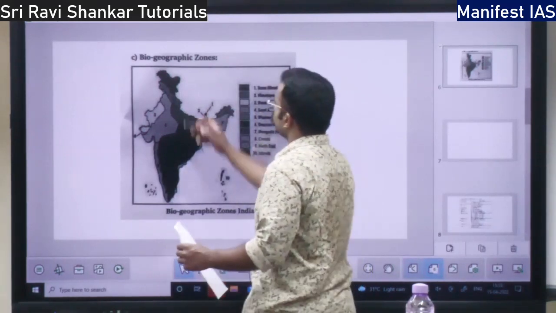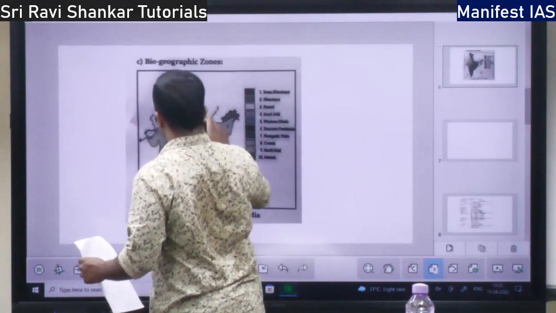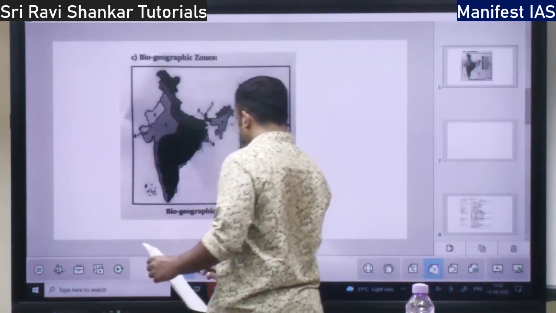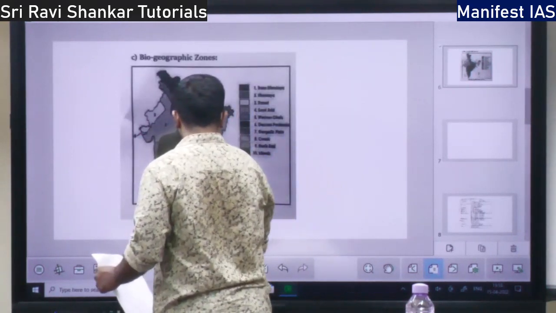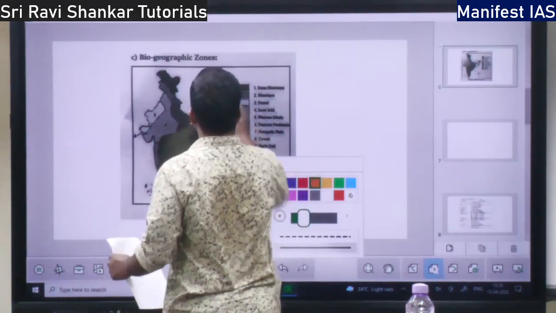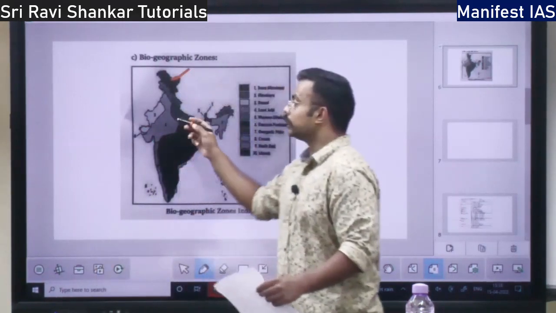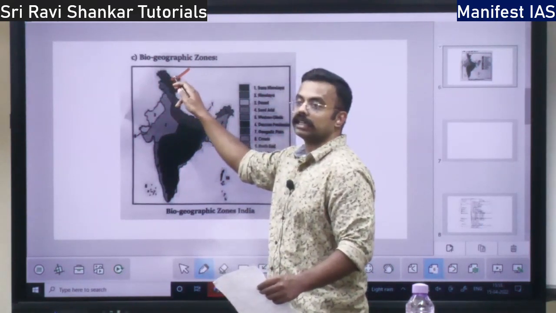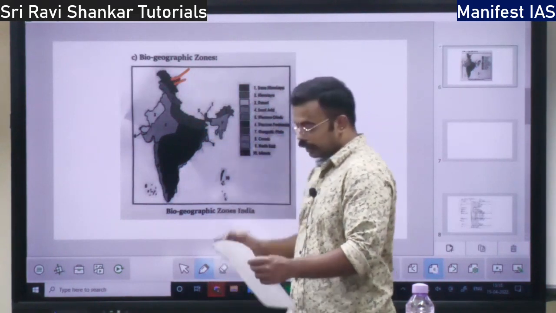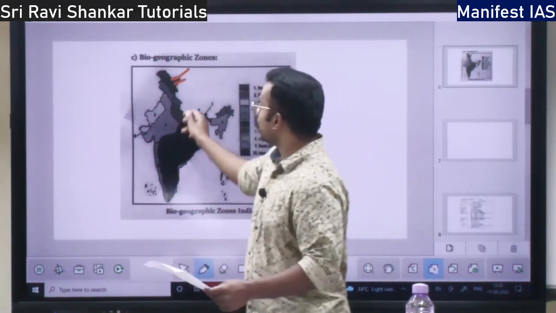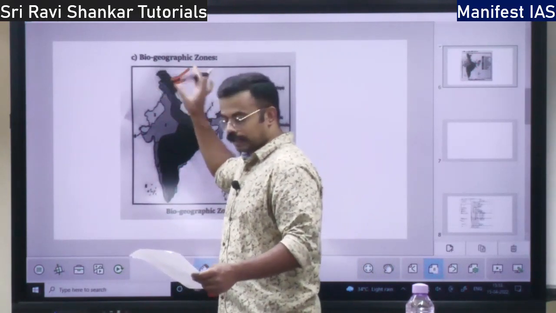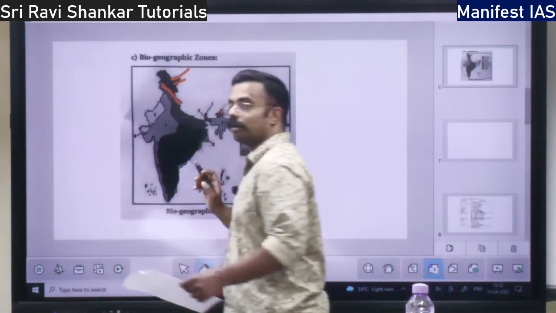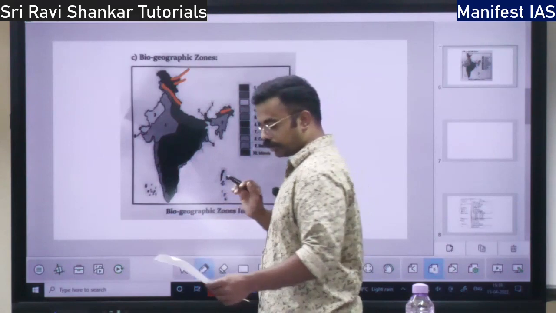The first biogeographic zone is the Trans-Himalayas. What does it belong to? It has the Aksai Chin region, the Pakistan occupied Kashmir and the Ladakh region. The Ladakh cold desert region is the first biogeographic zone. That means the plants and animals here are similar, right? That is the first thing. The second is the Himalayas, including the northeastern Himalayas, which forms the second biogeographic zone.